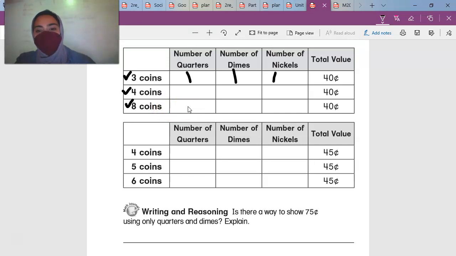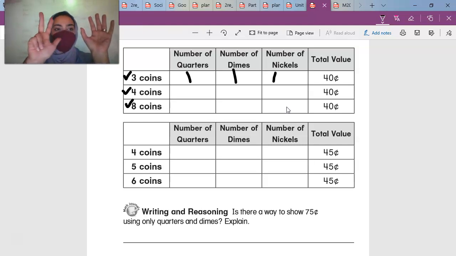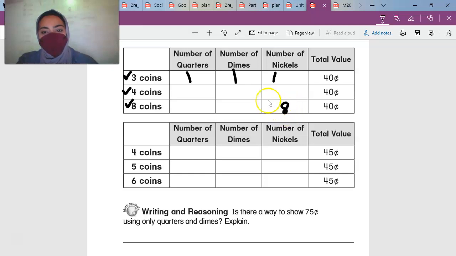What's a way to make 40 cents with 8 coins? 8 coins is a lot of coins, so I would probably use the coins with a less value, right? Let's see, nickels are 5 cents. What if I do 5 times 8? Is that 40? 5, 10, 15, 20, 25, 30, 35, 40. So maybe I can just use 8 nickels and 0 of everything else. Okay? Now it's easy. All you have to do is find a way to do 4. And then you're going to do the same thing here. Give me 3 different ways to make 45 cents using 4 coins, 5 coins, and 6 coins.